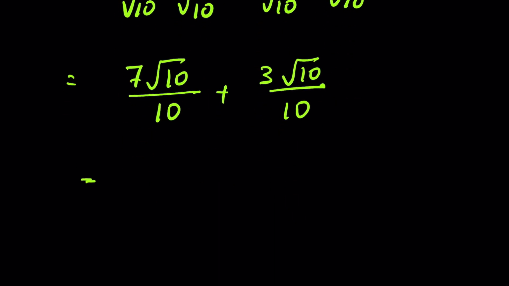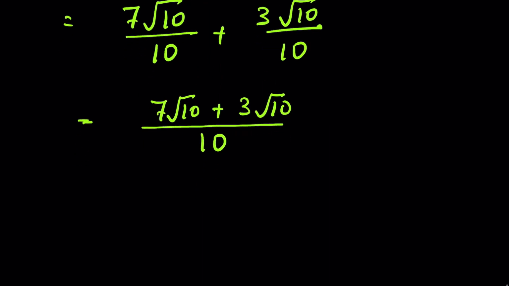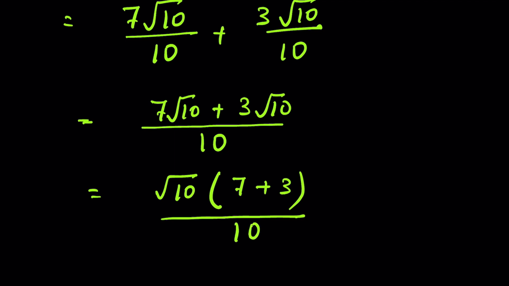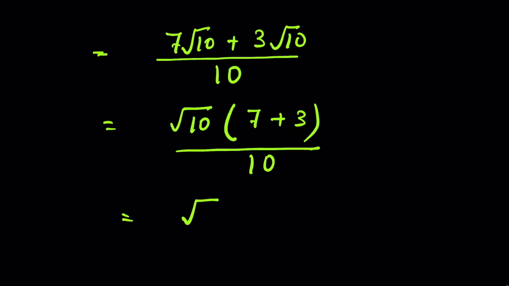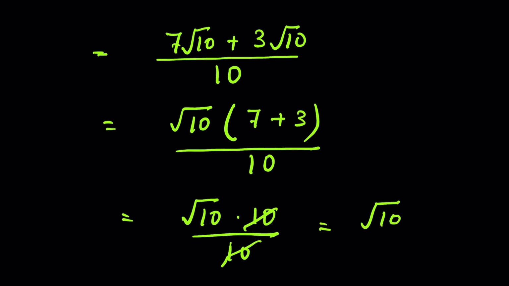Now we have the same denominator, so 10, 7 times square root of 10 plus 3 times square root of 10. Now take square root of 10 as common, 7 plus 3 upon 10, or square root of 10, 7 plus 3 is 10 upon 10, 10 and 10 get cancelled, so answer is square root of 10. You can use any of these two methods.